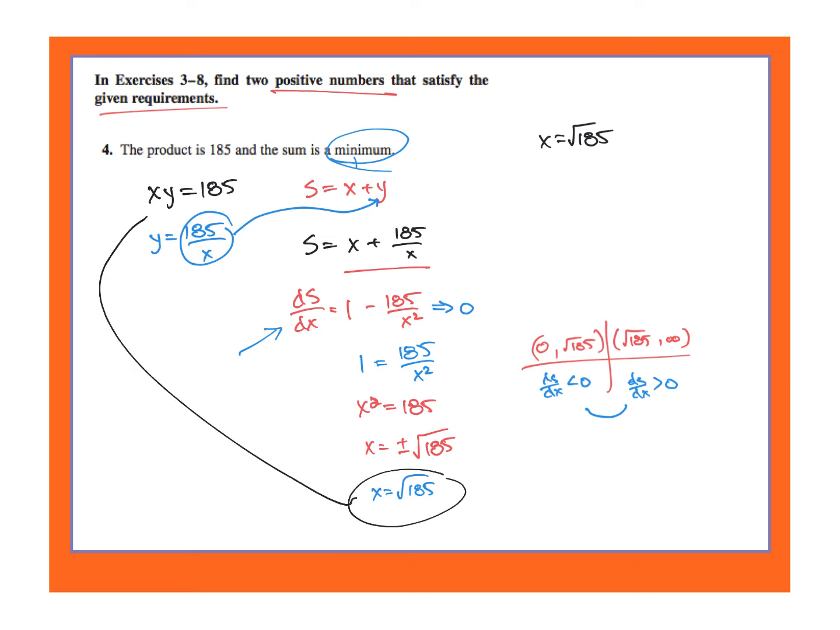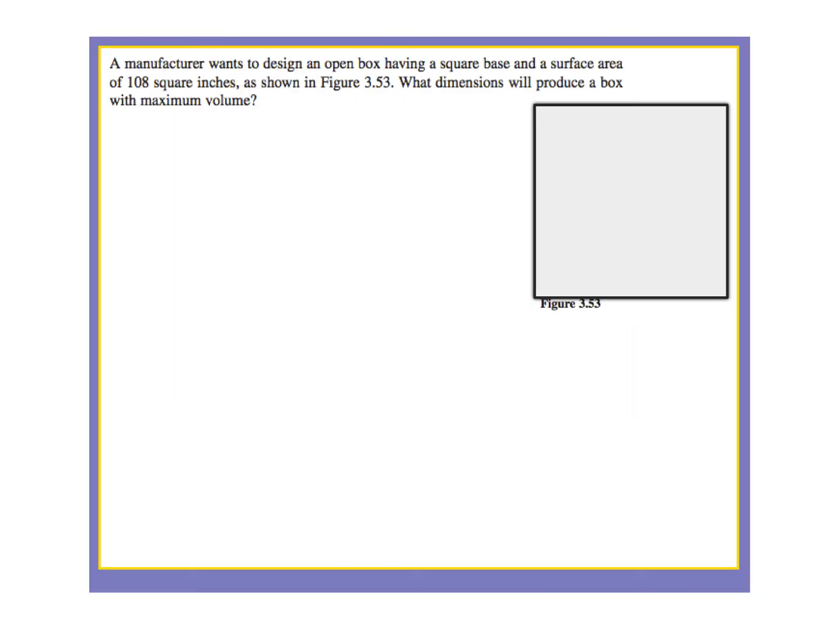Substitute back in. It doesn't really matter which one you substitute back in. This one's already solved for y, so it'd be 185 over square root 185, which again is just what? Square root of 185. So my two numbers are actually the same in this one. Pretty cool. All right, let's keep going.